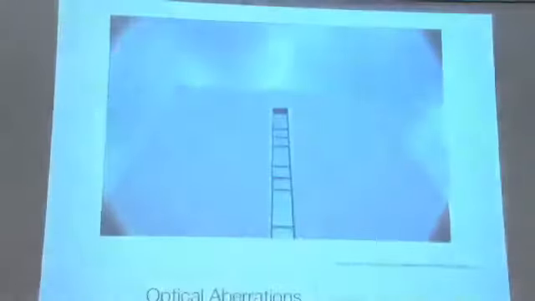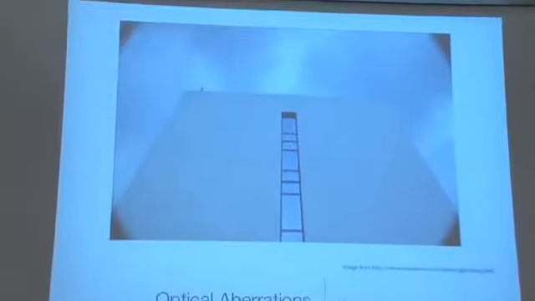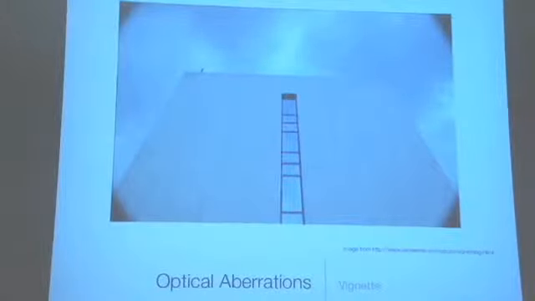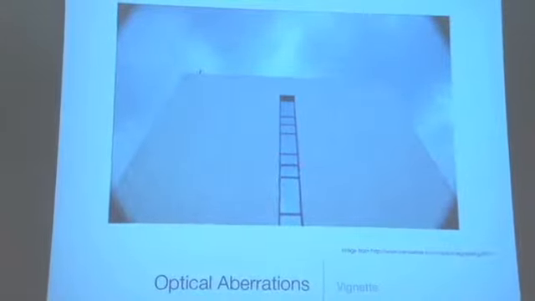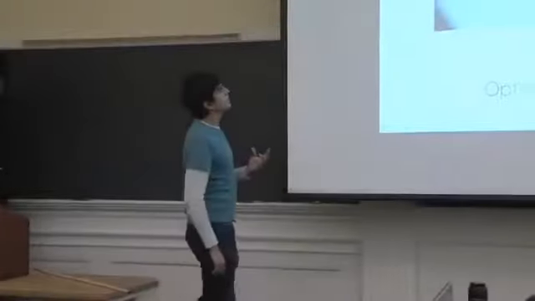Okay, now one of the things you'll notice about these vignettes is that some of them are actually possible to correct by stopping down, while others are not. So for example, a mechanical vignette: if you have a hood that's too small, or if your hand is blocking it, or if you have a filter in front that's too small for the image circle and you're actually blocking some light, then you may not actually do any better by stopping down the lens.